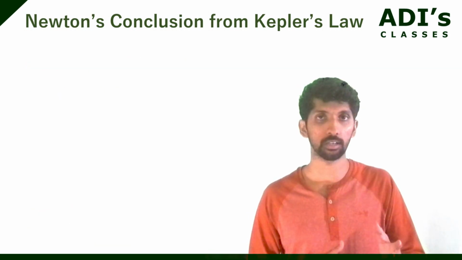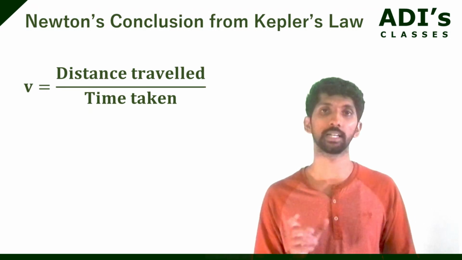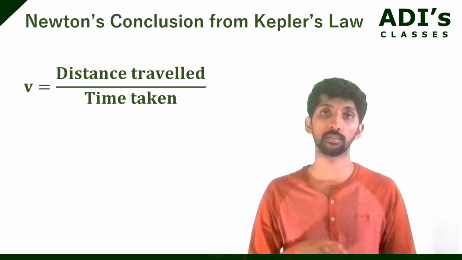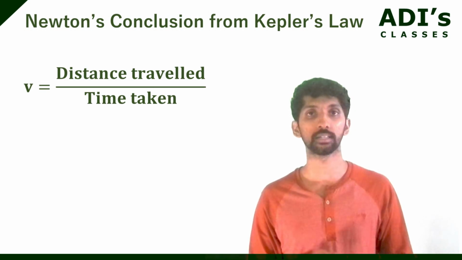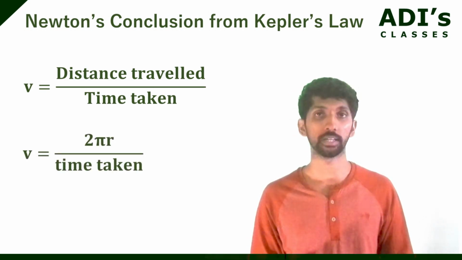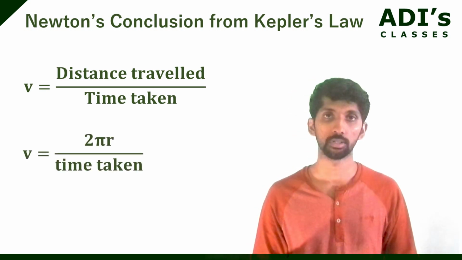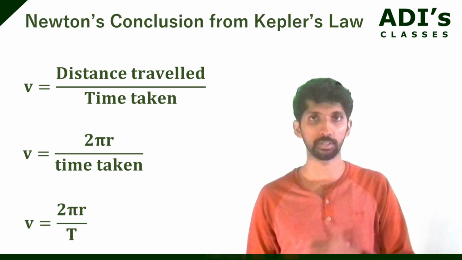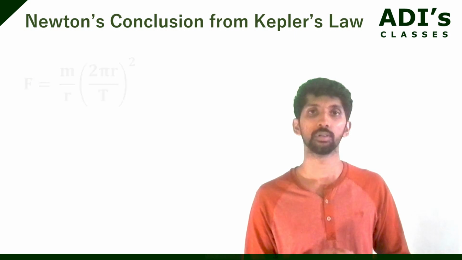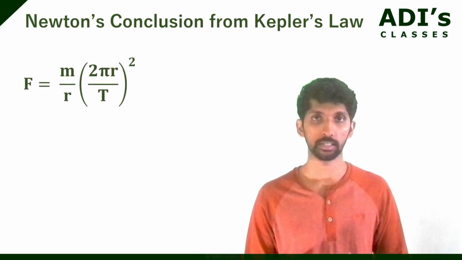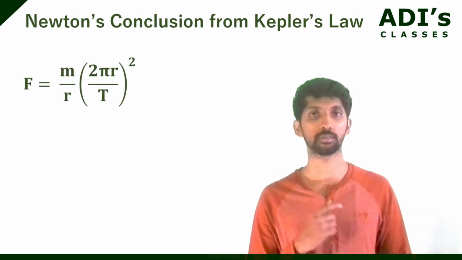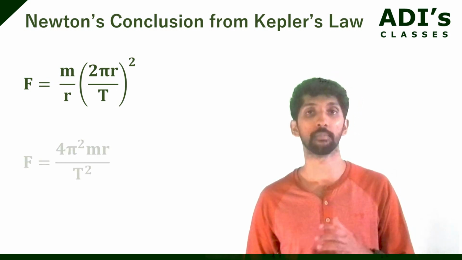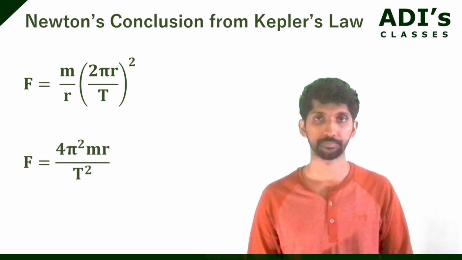So we have v is equal to distance traveled by time taken. Correct? But in this case, the distance is basically the whole circumference, that's 2 pi r, divided by the time period, the period of revolution. So we have 2 pi r by T. If you substitute that, we get F is equal to m divided by r into (2 pi r by T) whole square. So we get 4 pi square m r divided by T square.